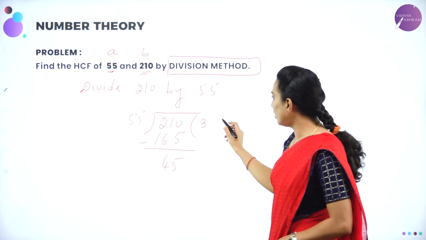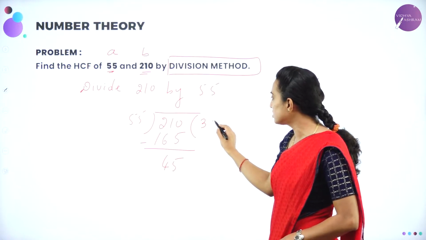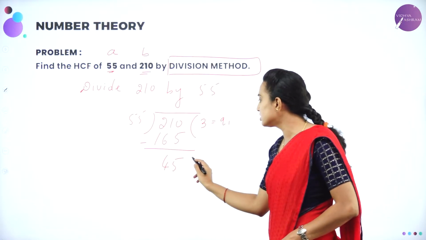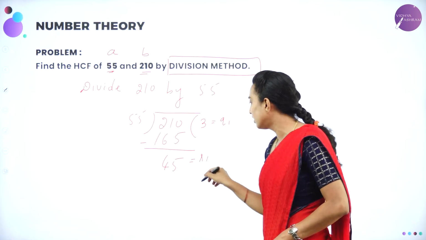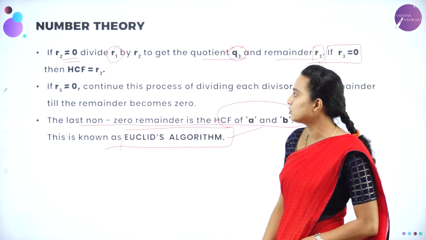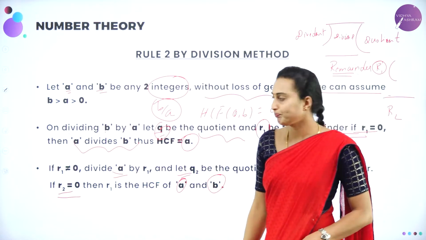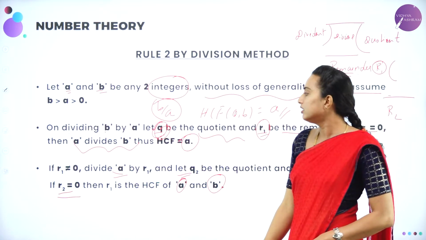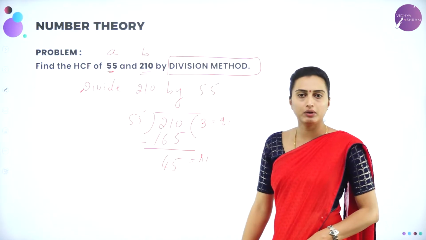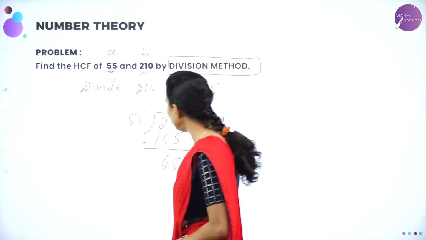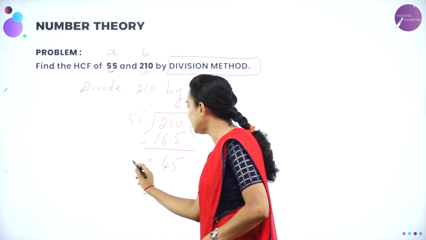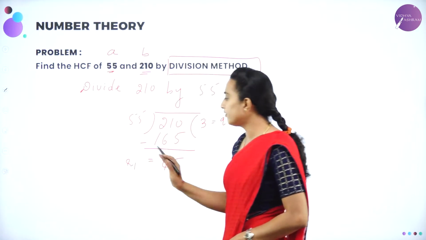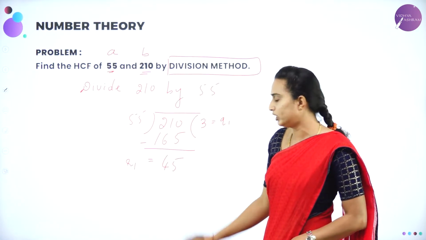So this is the quotient Q1, and this is R1. That is what I explained in the procedure. Here you have the quotient Q1 and R1 is the remainder. Are you getting this? Now R1 is not equal to 0. It is equal to 45.